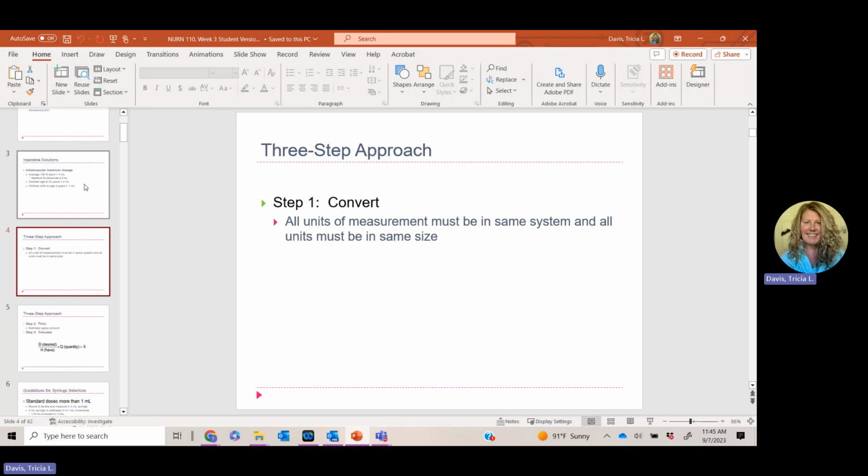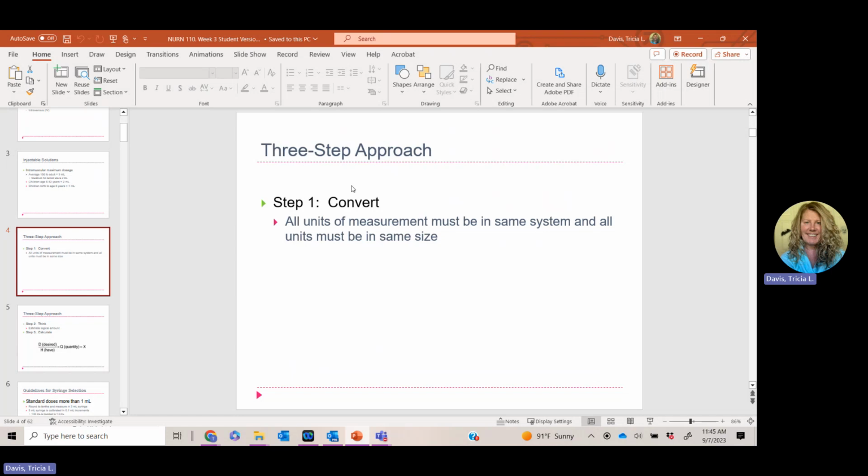And again, we're going to review our 3-step approach to solving a dosage question. So we're going to continue to start working on these as the weeks go on. The first thing we want to do in our 3-step approach is, when we have a doctor's order that says, I want you to give X amount of medication, and what you have on hand is this amount of medication, the first thing that we want to do is convert.